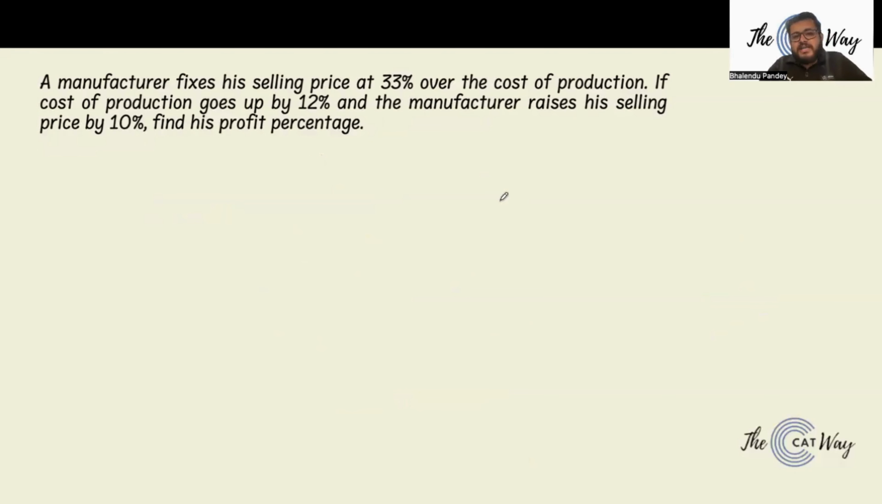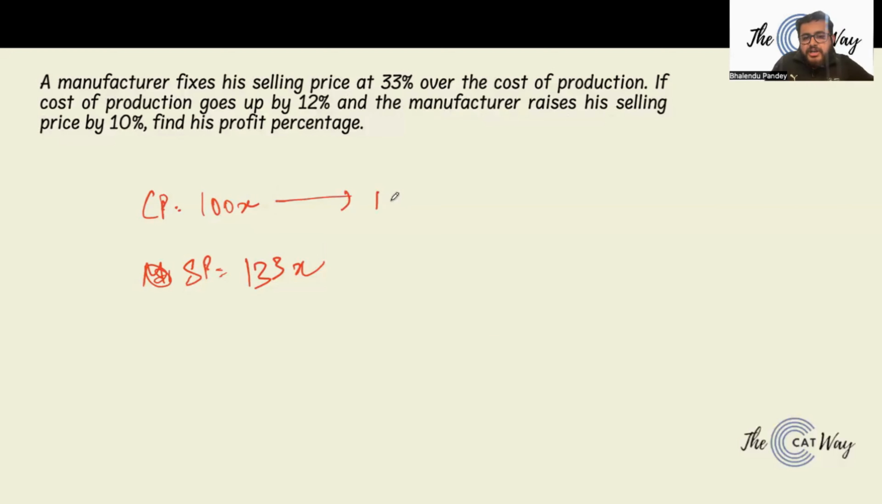So a manufacturer fixes his selling price at 33% over the cost of production. So let's say cost of production is nothing but 100x. And the selling price has been 33% more, that is 133x. Now it says that if cost of production goes up by 12%, so my new cost of production is 112x. And the manufacturer raises his selling price by 10%. So 10% increase means 133x multiplied by 11 by 10. Right? So multiplied by 11 by 10 would give you what? 146.3x. Right? Find the profit percentage.